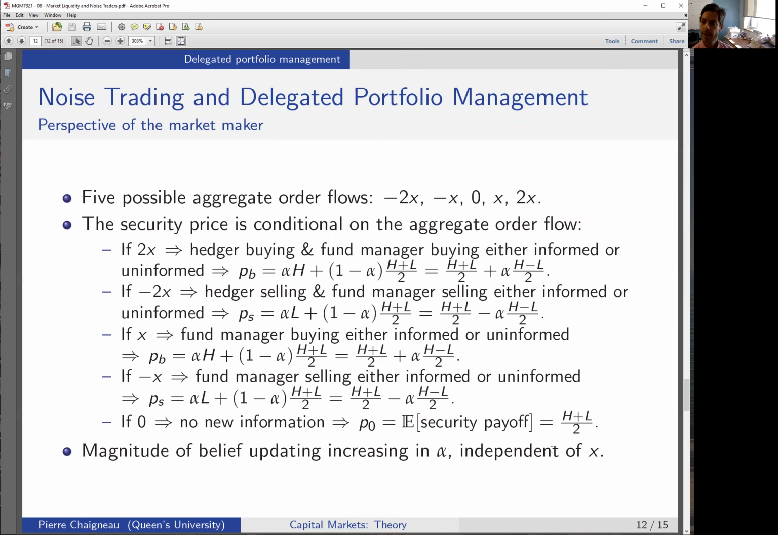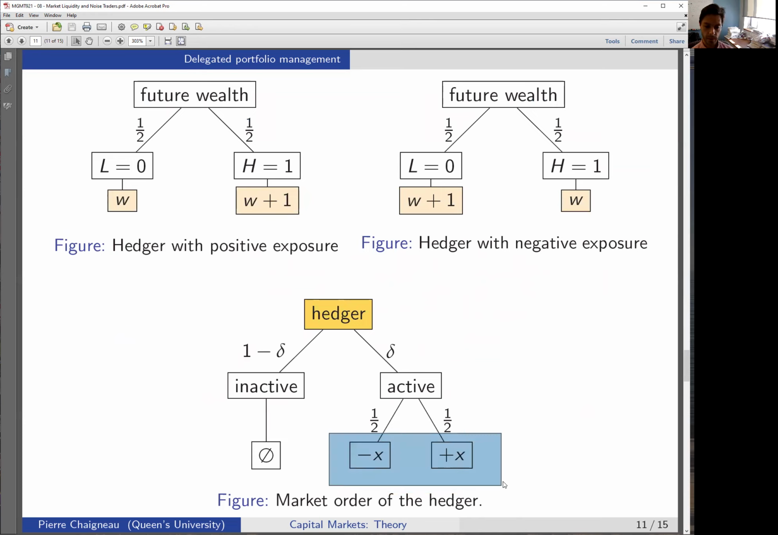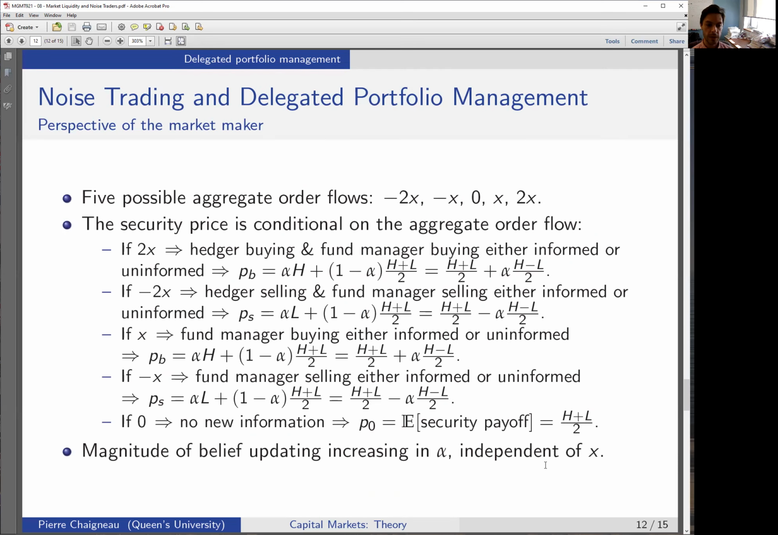Moreover, the fund manager will submit exactly the same market order as a hedger would, meaning plus or minus X. So why is that? Well, it's simply because if a fund manager were informed or uninformed, actually, if a fund manager were to submit a market order different from X, the market maker would instantly know that this is a possibly informed fund manager trading against him. And so the market prices would move against the fund manager. Okay. So to avoid this, and it's in the same spirit as the Kyle model, the fund manager will submit the same orders as the hedger in order to not reveal his type as a fund manager.